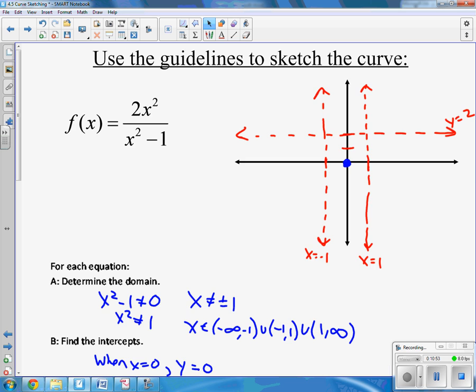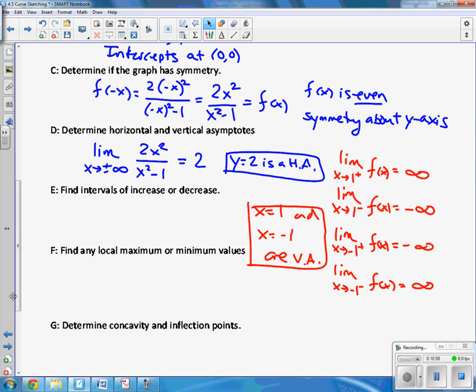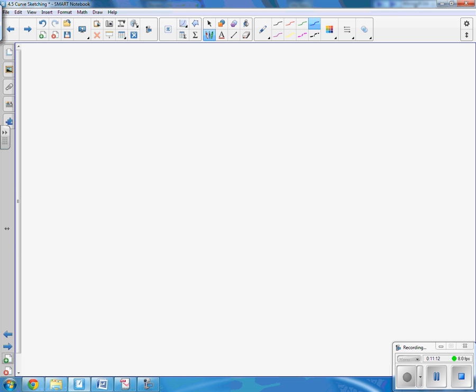Okay, back to work here. We're going to go on to the next part. So part E is where we're looking for the intervals where we have an increasing or decreasing function. So I need the derivative. Okay, so I'm going to do the derivative for this one on the next slide, just so I have a little bit more room. So f prime of x, I'm going to need to use the quotient rule here.